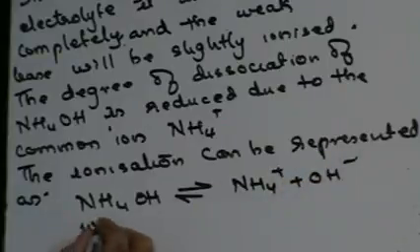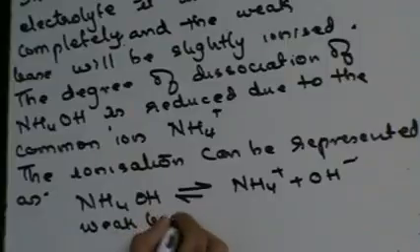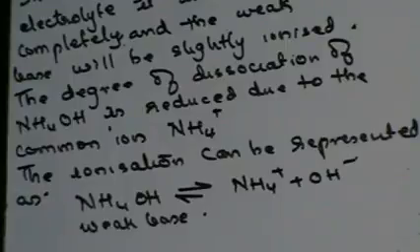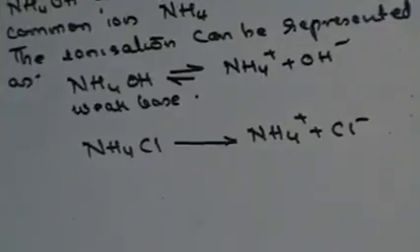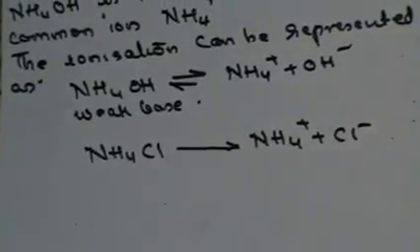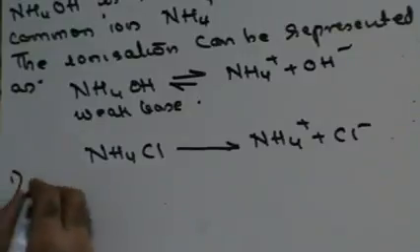This is your weak base. Right? Similarly, ammonium chloride, salt of strong acid, will dissociate completely to give you ammonium ions plus chloride ions. Right? The ammonium ions formed by this salt of strong acid are going to suppress the degree of dissociation of the weak base.